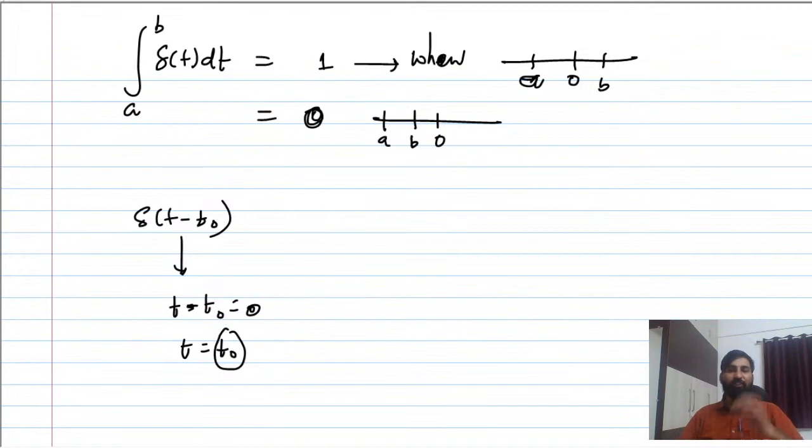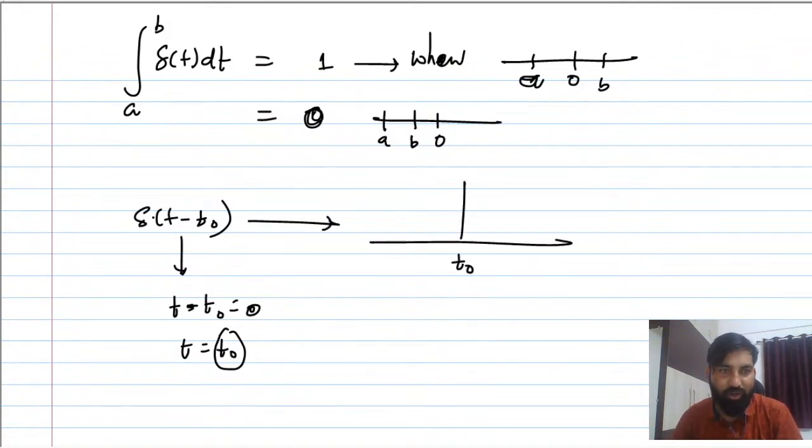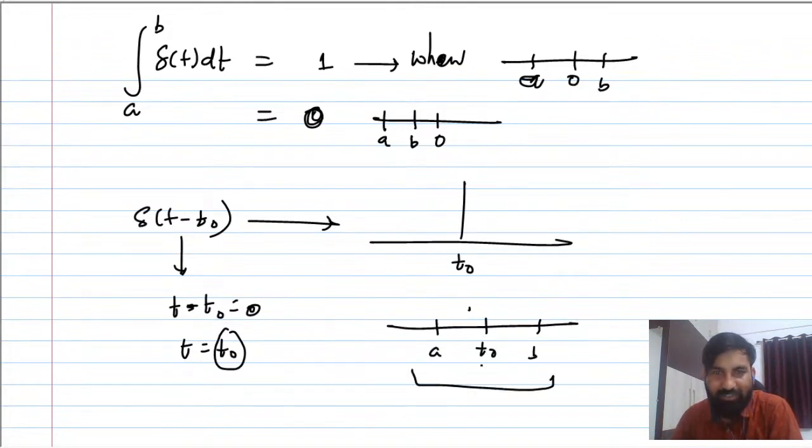So whenever a shifting property question is asked, you have to always check the limit, whether the shifting t naught value lies within a and b. Here t naught is 0, because delta t exists at t equal to 0, but this delta exists at t naught because you have shifted it: t minus t naught means t equal to t naught. Now your delta t has been shifted to t naught. So you have to check whether this t naught lies between a and b or not. If this t naught lies between a and b, then only the area under the impulse function will be 1.